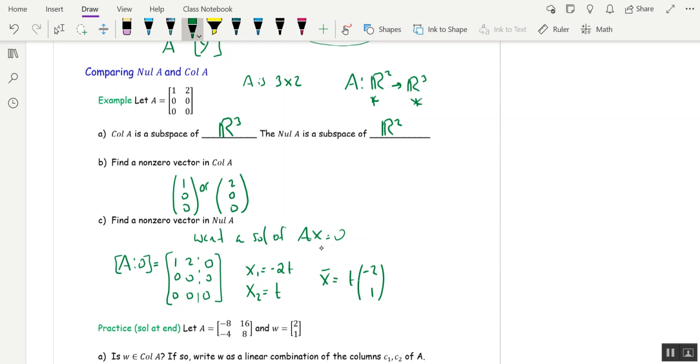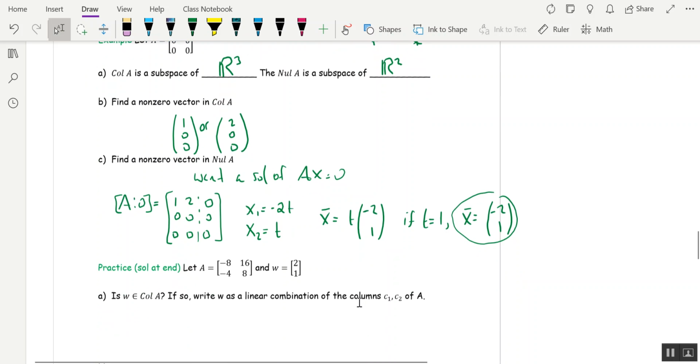I just want a single non-zero solution, so I could pick any value of t that's not 0. So I'll take t equal 1. x bar is going to be (negative 2, 1). There's a non-zero solution of Ax equals 0. So it's harder to find a vector in null A. That required some work. For a vector in col A, you just pick a column.